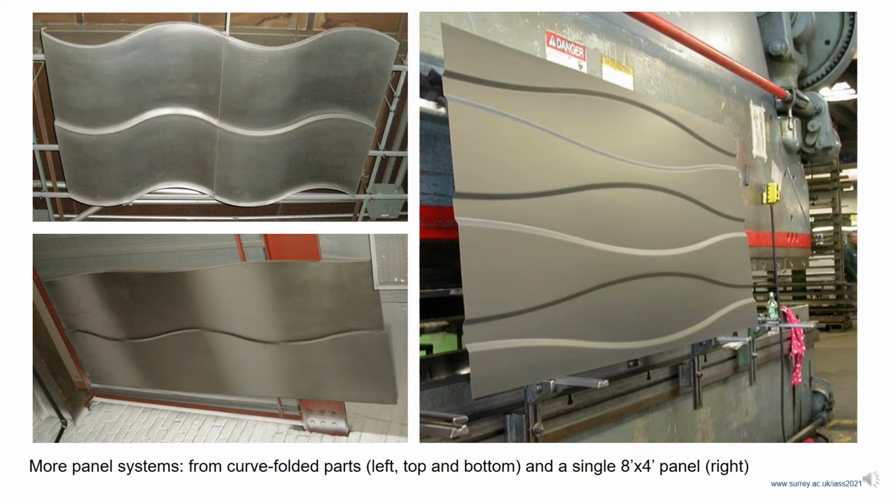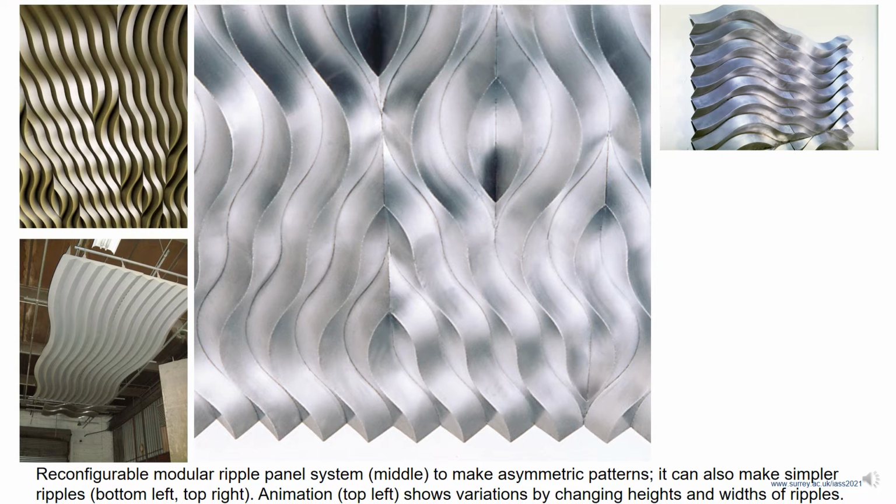3 more panel systems, top left from 4 nested panels, bottom left from 2 longer nested panels, and a folded surface from a single 8 by 4 foot metal sheet with a different method of fabrication. Simple and complex ripple systems reminiscent of sand and water ripples. The one in the middle is made from a limited number of modules that could be reconfigured like pattern tiles. The same system permits simple ripple patterns on bottom left, or the slightly more sophisticated version on the top right. Animation on top left shows variations by changing widths and heights.